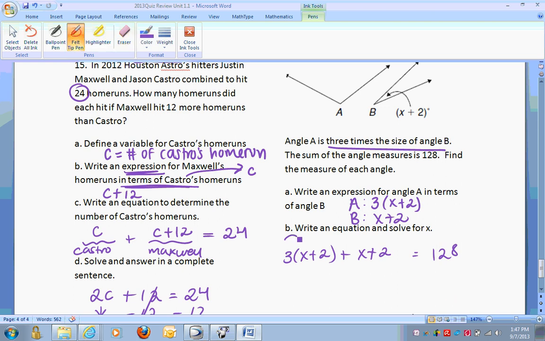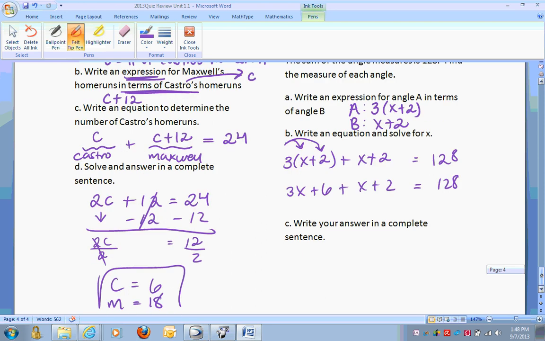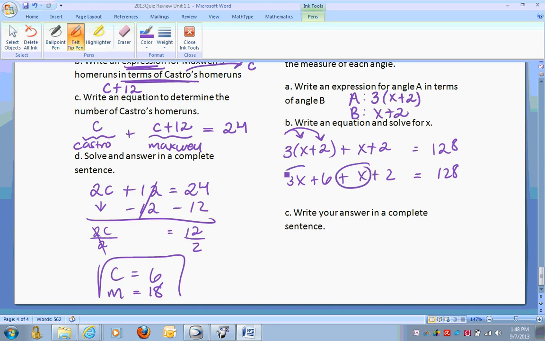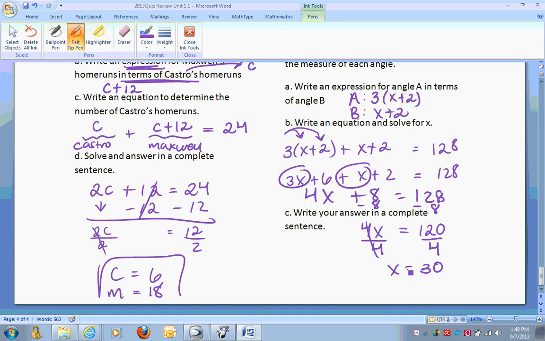So I have to distribute the 3. 3 times x is 3x, and then 3 times 2 is 6. So now I bring down the x plus 2 and the 128. I combine like terms. So I end up combining my positive x and my 3x to get 4x. And then 6 plus 2 is 8. Now I have to subtract 8 from both sides. So I bring down my 4x. 128 minus 8 is 120. Then divide both sides by 4, and x equals 30.